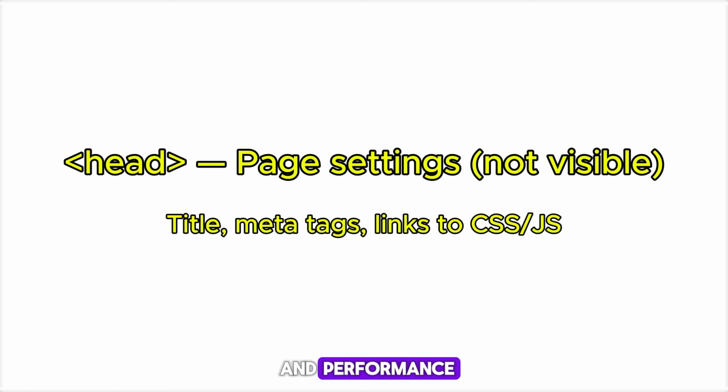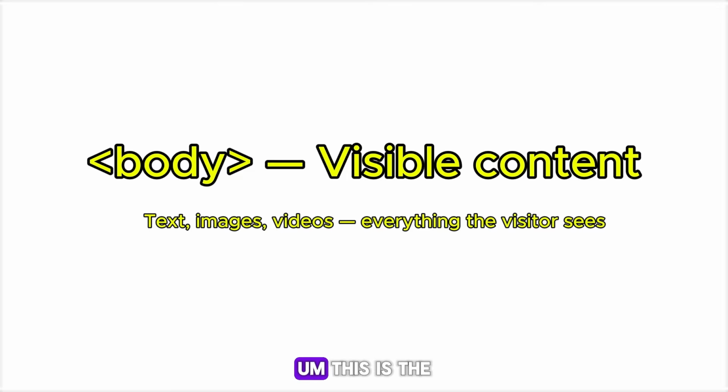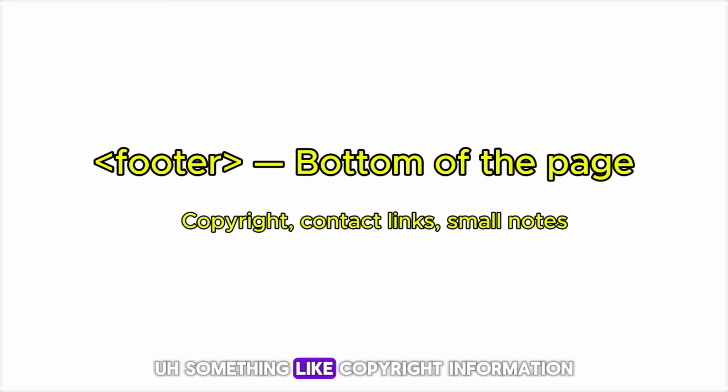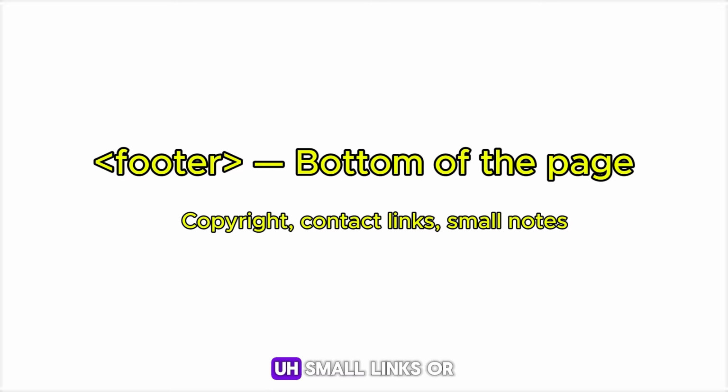better look and performance. So the body tag is the main part, and anything the visitor sees on the browser, like text, images, videos, all these are coming from the body tag. In the footer, this usually appears at the bottom of a web page, something like copyright information, small links, or contact details.